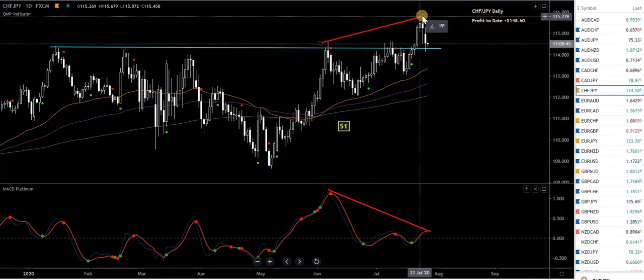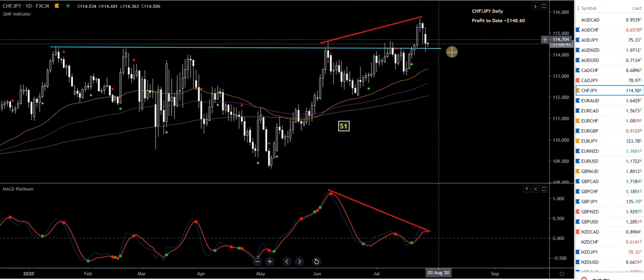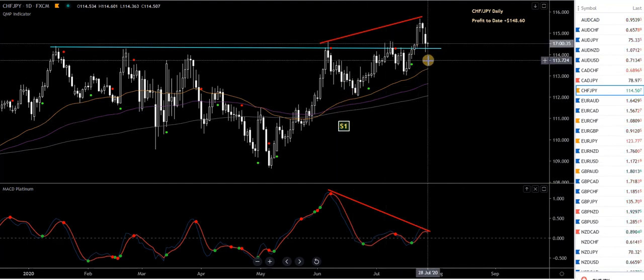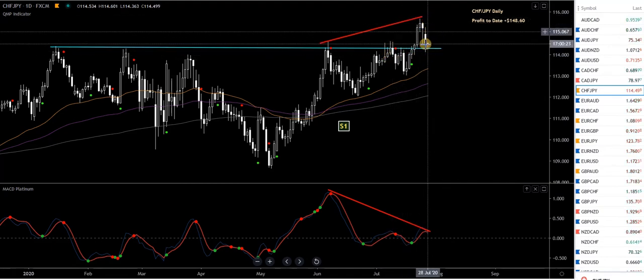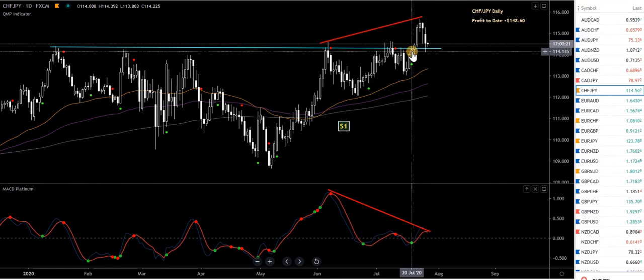So if I do decide to take this sell trade tomorrow, and if you're going to take it yourself, then consider a possible lower risk. If you normally risk 2% on a trade, something like this, you'd probably just risk 1% or 0.5%. It is a high risk trade because of those couple of reasons, but it's still a valid sell setup.